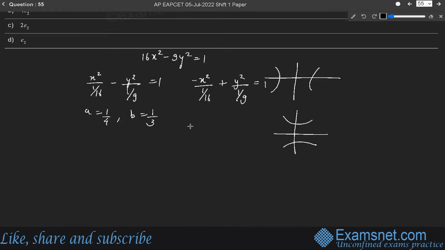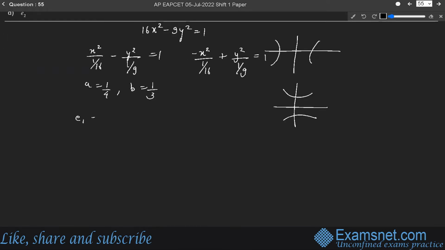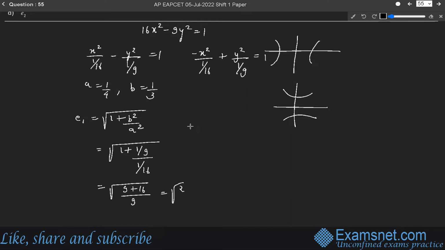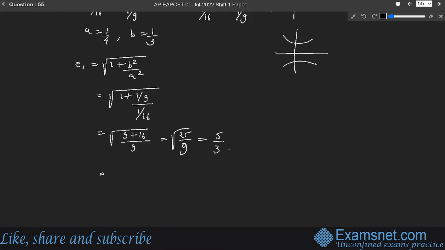So eccentricity for this will be E1 is equal to under root of 1 plus b square upon a square, which will be equal to under root of 1 plus 1 by 9 divided by 1 by 16, which is equal to under root of 9 plus 16 upon 9, which is equal to under root of 25 by 9, which is equal to 5 by 3. So we can say that the value of E1 is equal to 5 by 3.